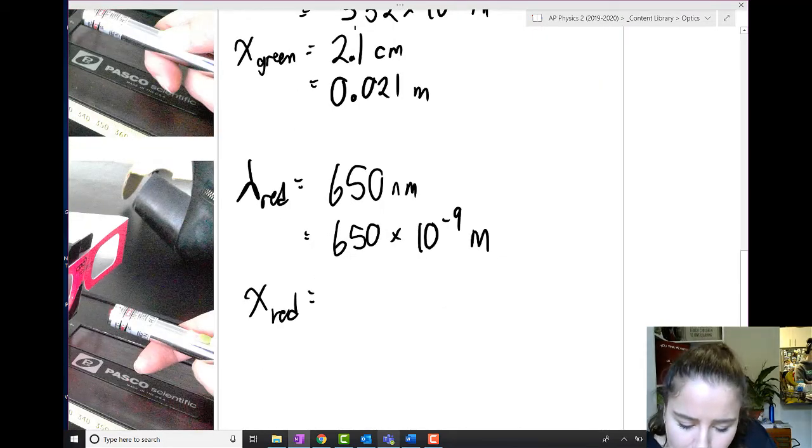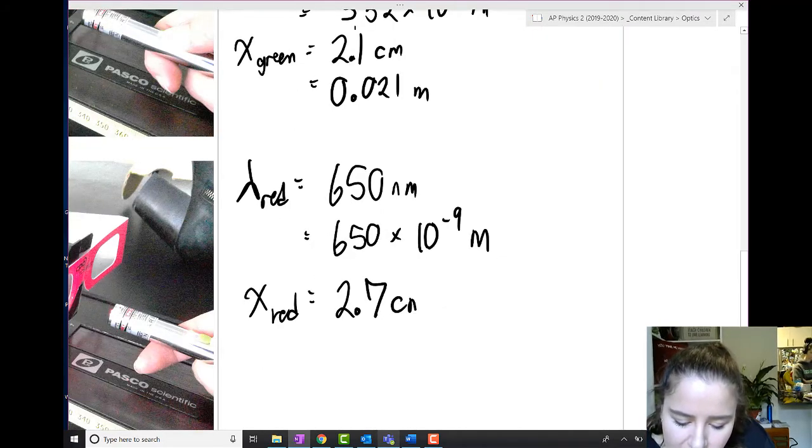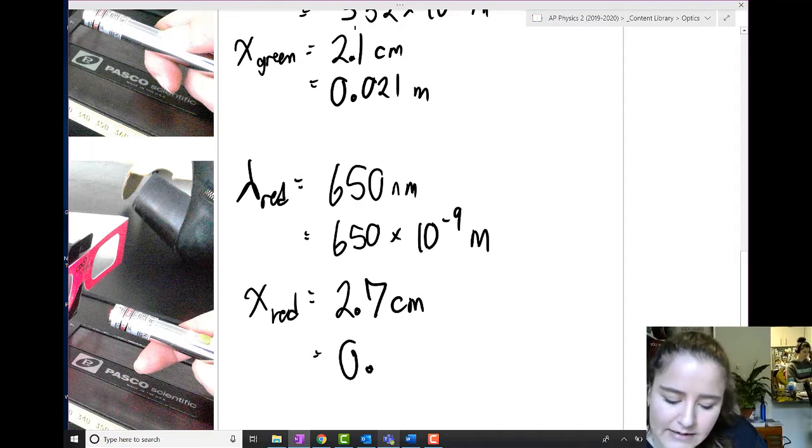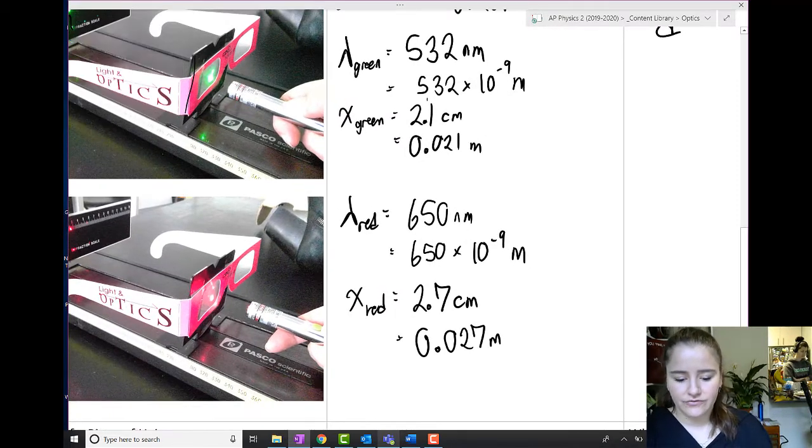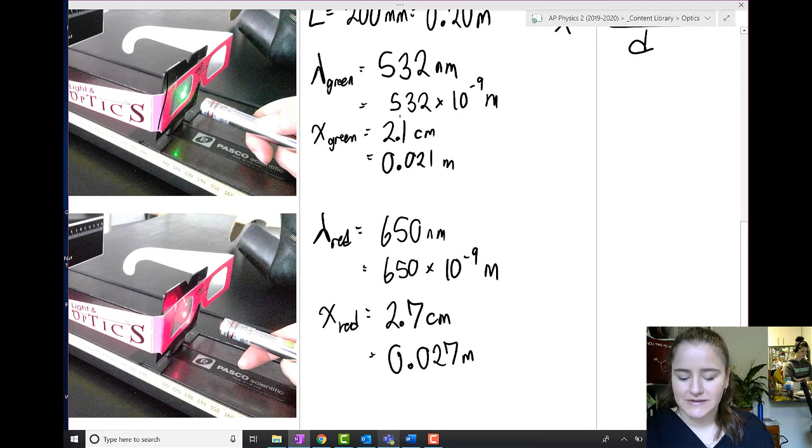Again, we're looking to get on the right order of magnitude. This is not a very precise experiment by any means, but hopefully we can get some agreement between the diffraction spacing that we get from using the green laser and the diffraction grating spacing we get from using the red laser.